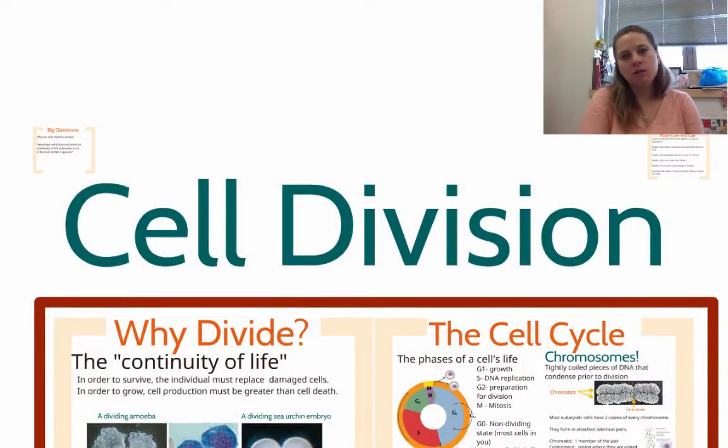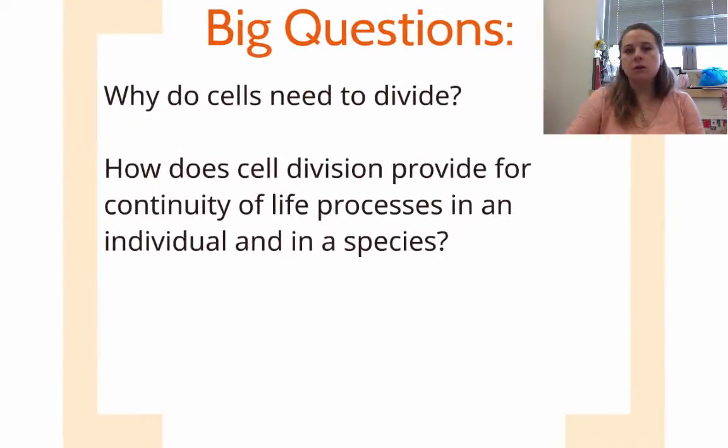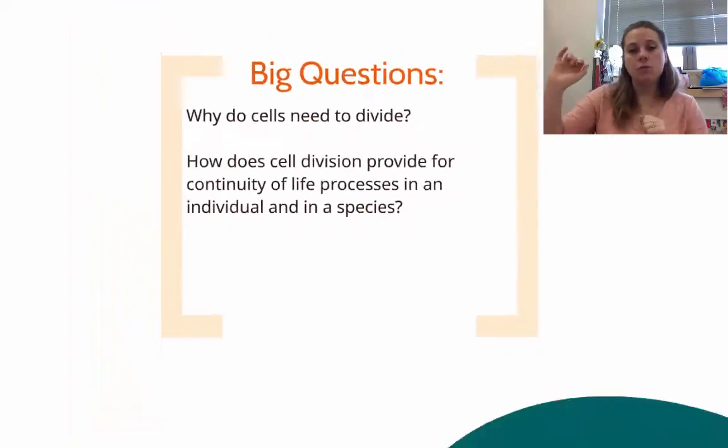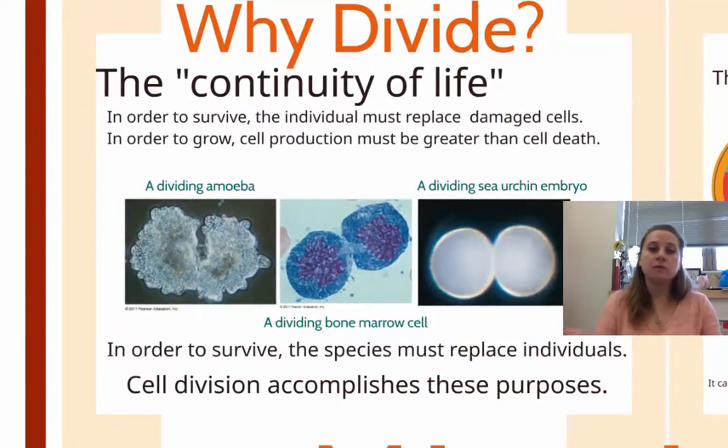In this one, we're going to be exploring the cell cycle and mitosis, and we're going to start to look at how cells make new cells. So the big questions: why do cells need to divide, and how does the division provide for continuity in terms of processes in individuals versus the propagation of a species? So without further ado, why do cells divide?